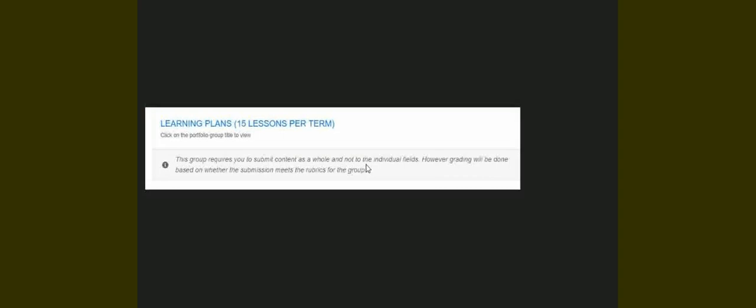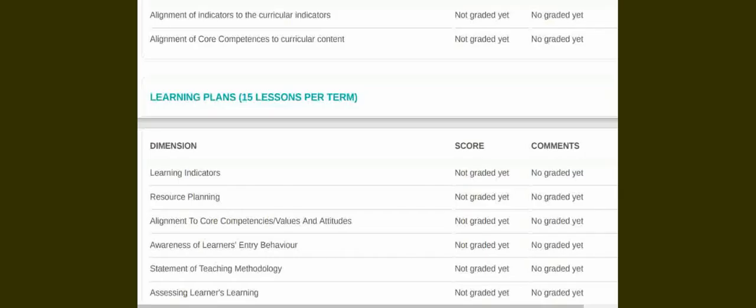This group requires you to submit content as a whole and not to the individual fields. However, grading will be done based on whether the submission meets the rubrics for the group. Which groups are they talking about? This group. So, we are not going to submit for learning indicators, resource planning, alignment, and what have you. But rather, we are going to submit the document as a whole.